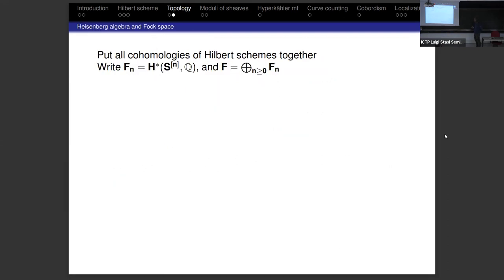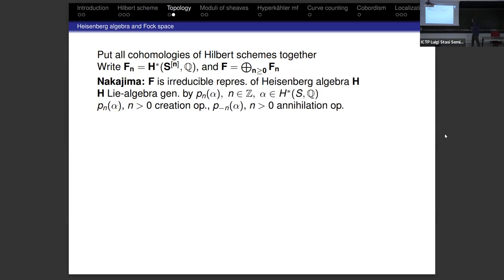Okay, so let's see. We put all these homologies of all the Hilbert schemes together. So put F_n to be the homology of the nth Hilbert scheme, and take the direct sum of all of them. And then, as I dreamed up 10 years ago, this space F is an irreducible representation of the Heisenberg algebra H modeled on the homology of S. So it's the corresponding Fock space representation.